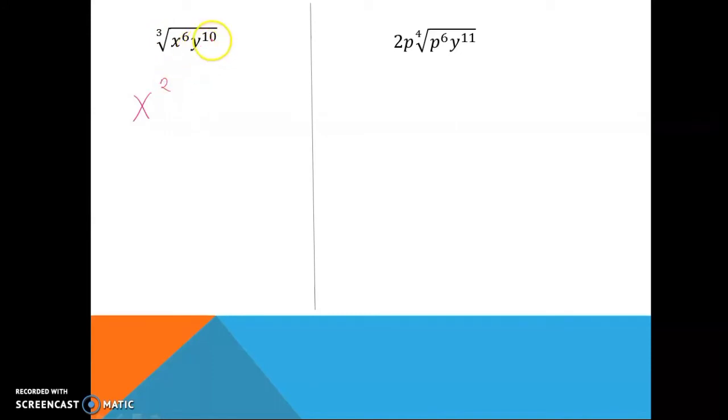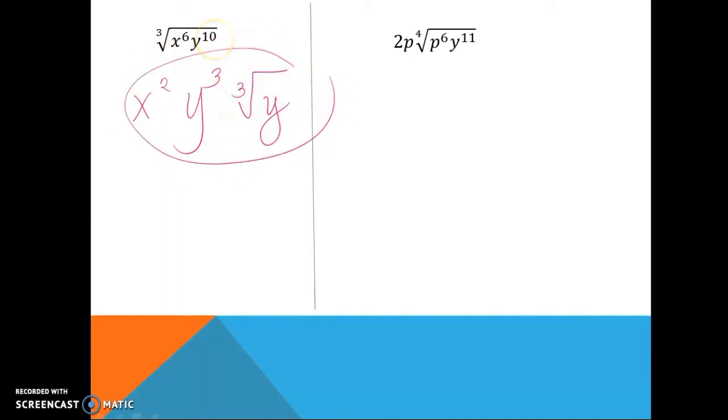Si y, ilan ang 3 meron sa 10? Di ba meron tayong tatlo? So, y cubed. Kaya lang, may matitirang isa. So, sulat natin siya as cube root of y. So, yun yung simplified version.